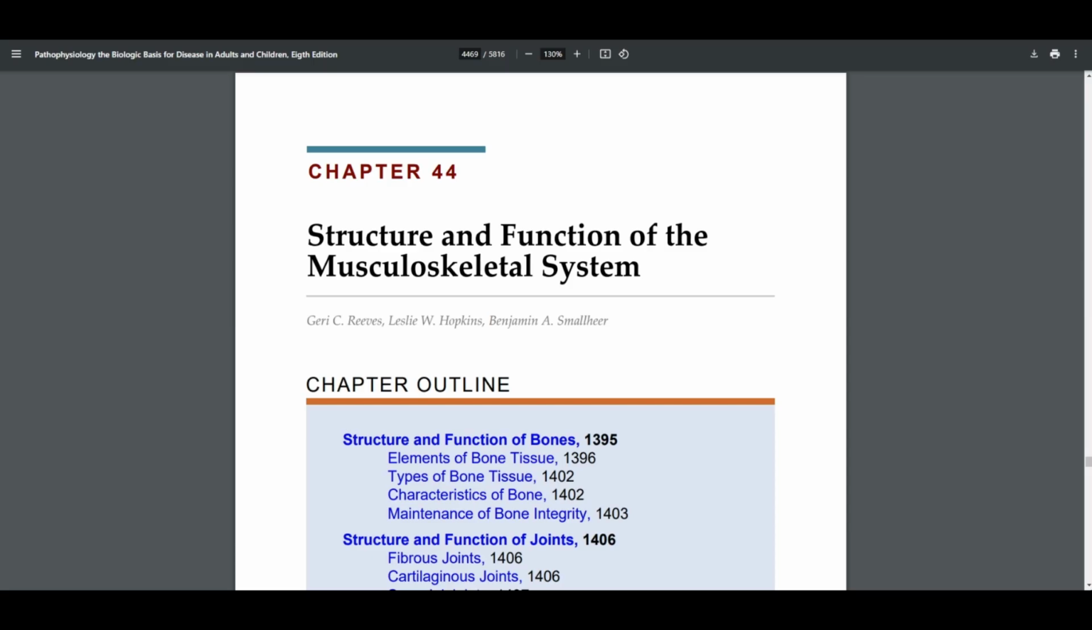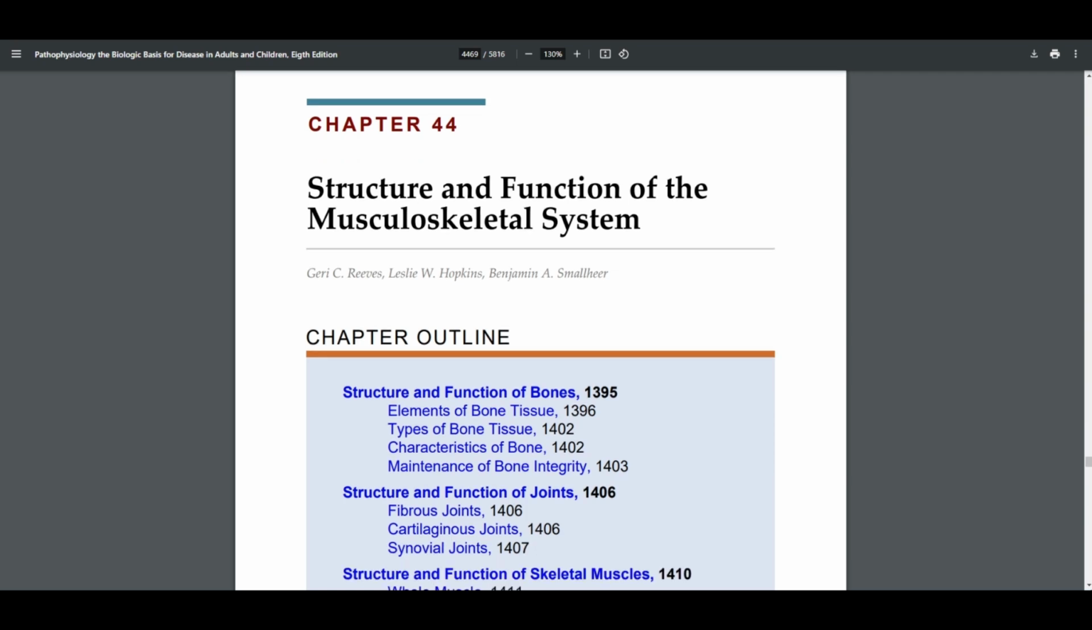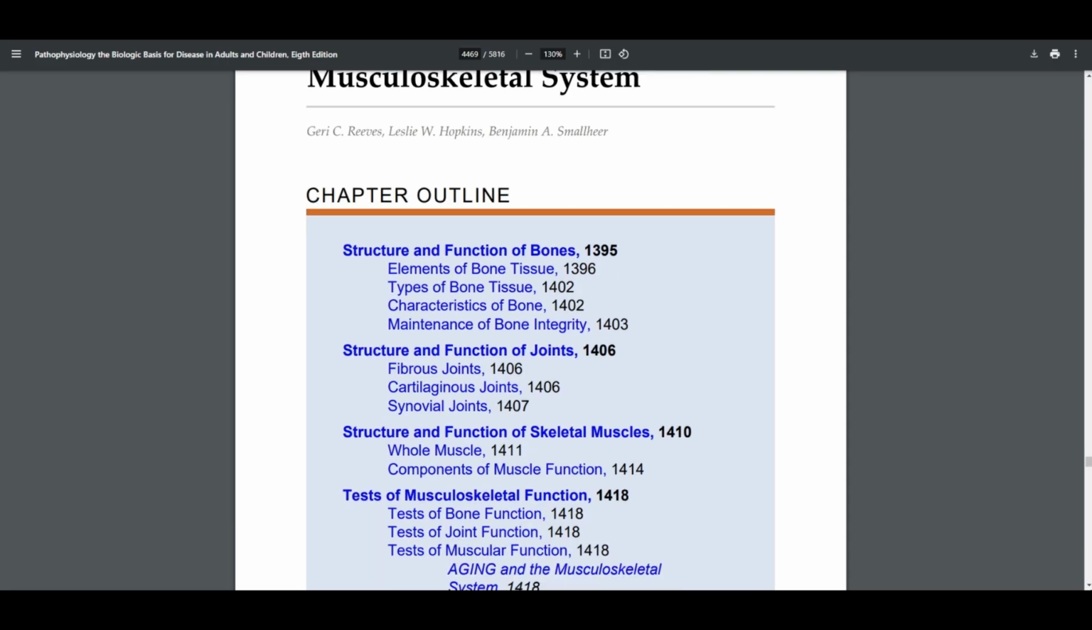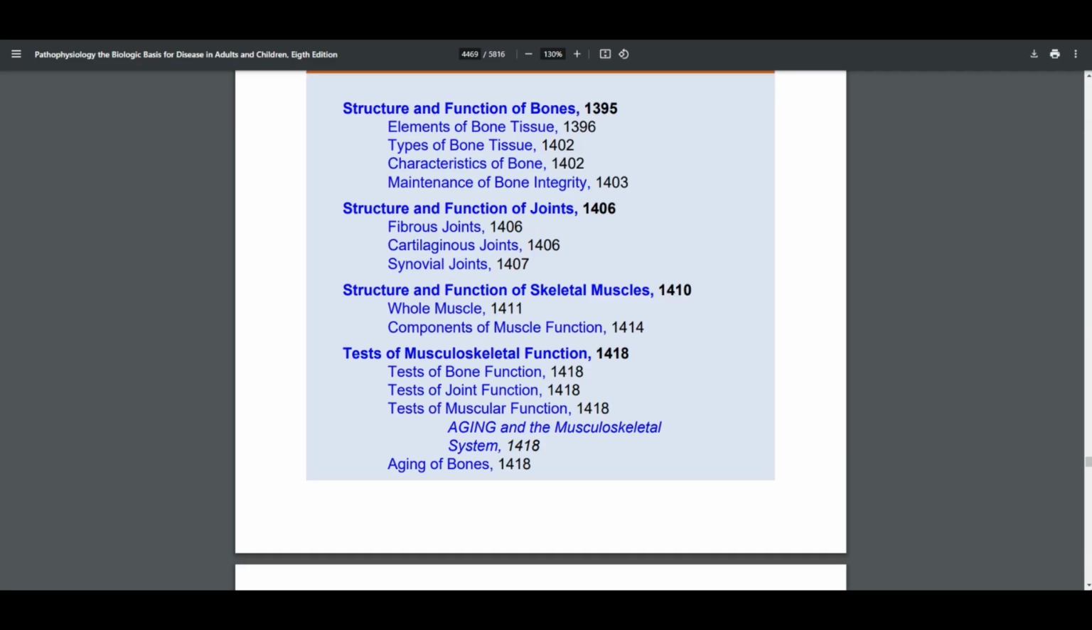Hello everyone, and welcome back to another stream of Advanced Pathophysiology. Today we're talking about Chapter 44, the structure and function of the musculoskeletal system. This should be a relatively brief chapter, so I think we'll be pushing right on through this today. So without much further ado, let's jump right on in.